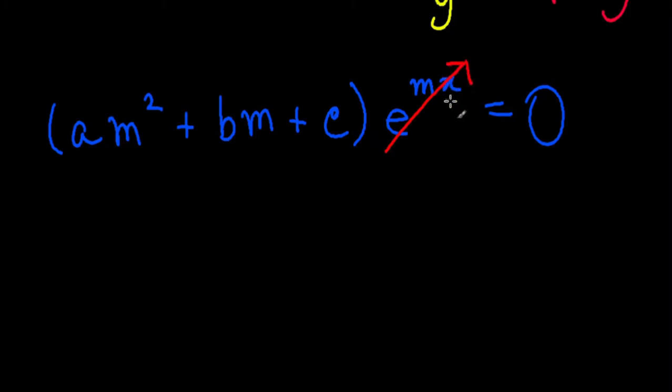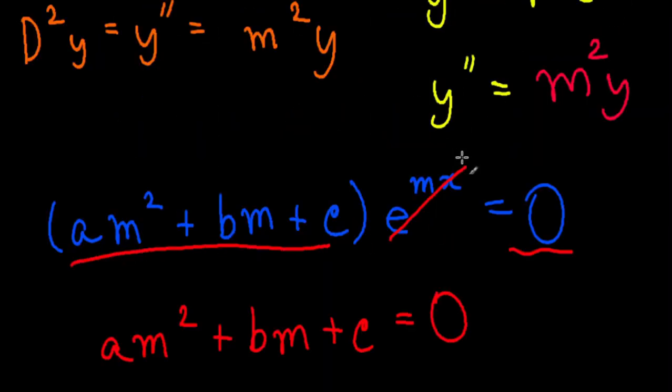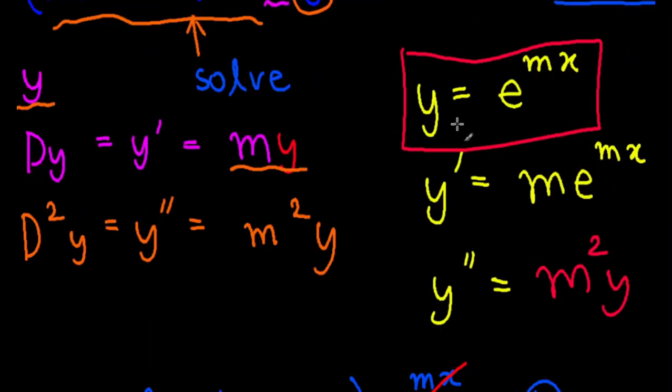So if that's the case, we can just divide both sides by e to the power mx. Only this part can be 0, right? Only this part can be 0 to solve our equation. So what we have right here is am squared plus bm plus c is going to equal 0, if we do really want to find any solution to the differential equation.